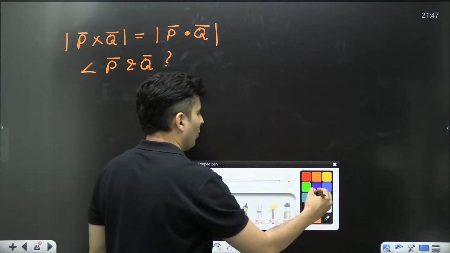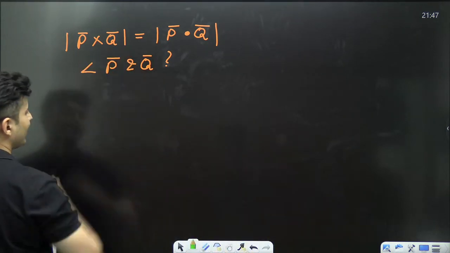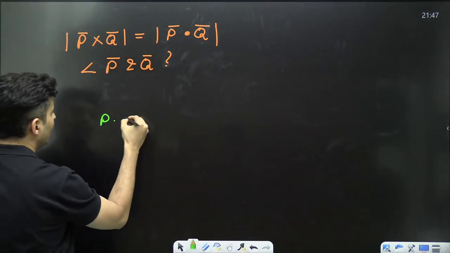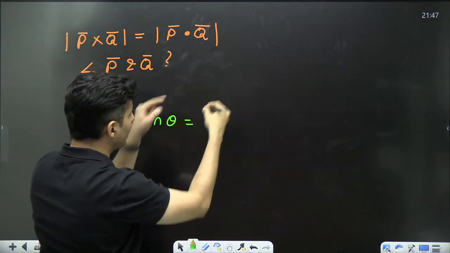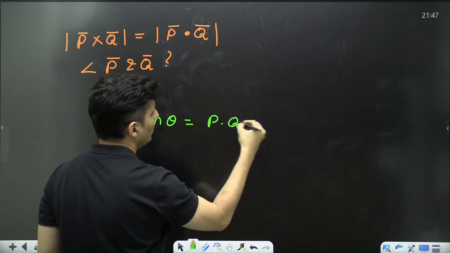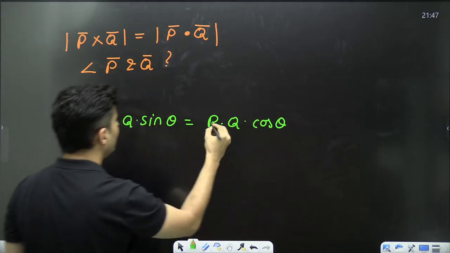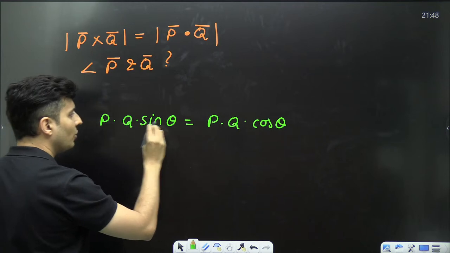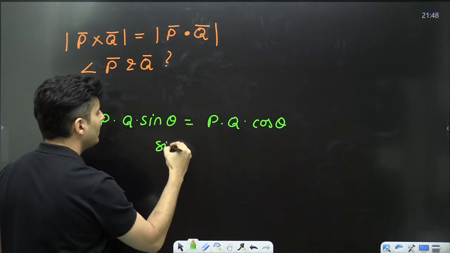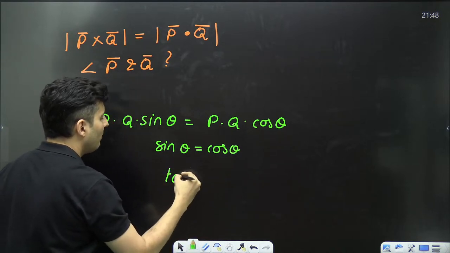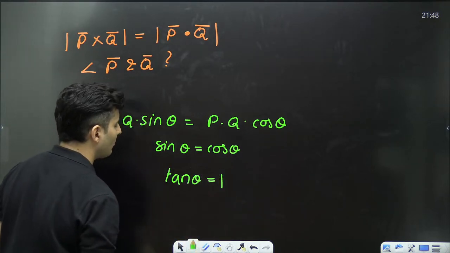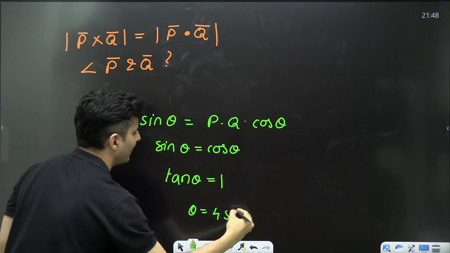45? Wow, very nice. P cross Q's magnitude will be P into Q into sine theta. P dot Q will be P into Q into cos theta. P, P, bye-bye. Q, Q, bye-bye. So sine theta is cos theta. Take cos below, it will become tan theta. Tan theta is 1, theta is 45 degree.